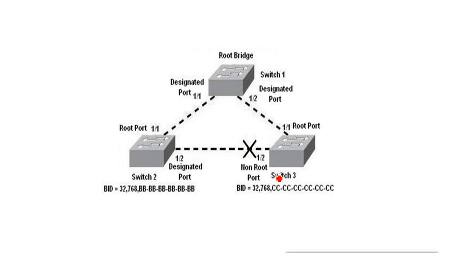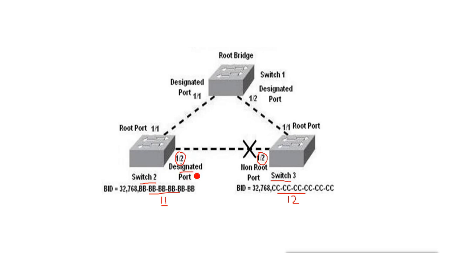So if switch 3 and switch 2 have ports directly connected to each other, and they have to decide which port has to be blocked, what will they do? They will first check their MAC addresses. The MAC address of switch 2 is B, which in binary we can say is 11. And switch 3 has a MAC address of C, which in binary is 12. Now which is less? 11 is less than 12. So 11 will win, and this switch will keep the port in designated state.